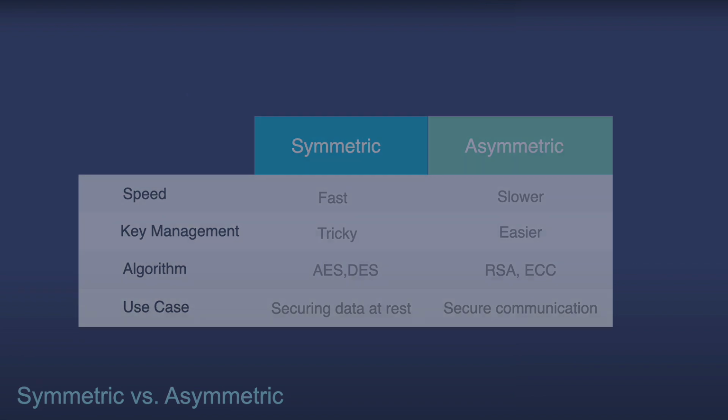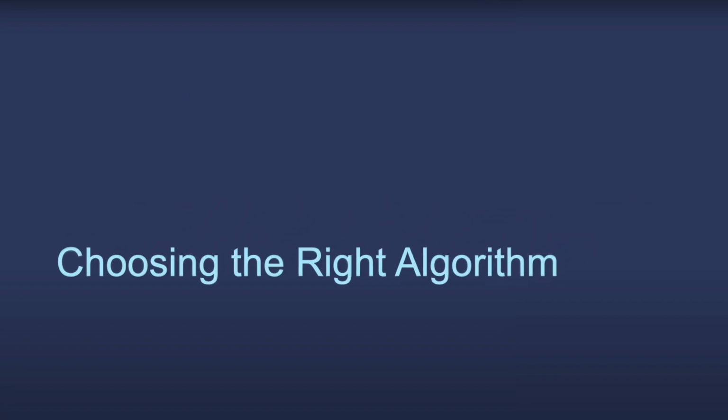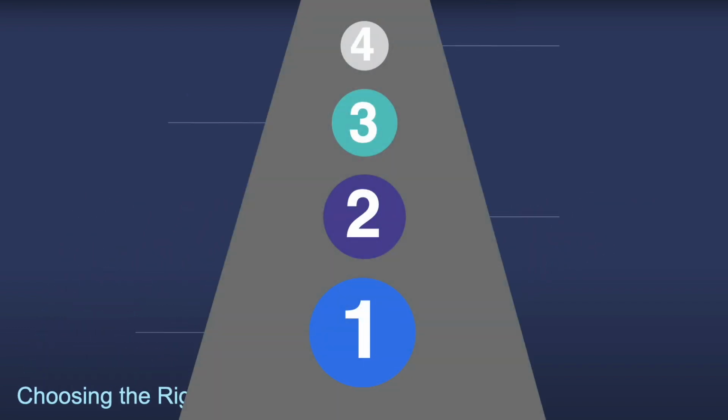So, you've decided whether to use symmetric or asymmetric encryption. Great! But now comes the next big question. Which algorithm should you choose? Let's break it down step by step in a way that's easy to follow.